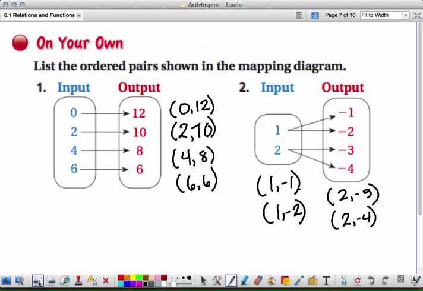And if we take a look at these examples that we just did, look at this input. It has 1 output, 1 output, 1 output, 1 output. So this would be considered a function. But if you look at number 2 that you just did, see this input 1? It has an output of -1 and an output of -2. So because this one input has 2 outputs, then this would not be a function. And it's just as simple as that.